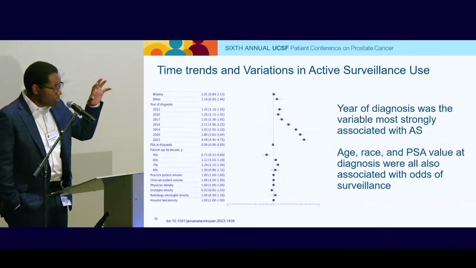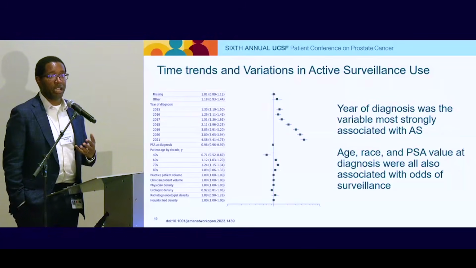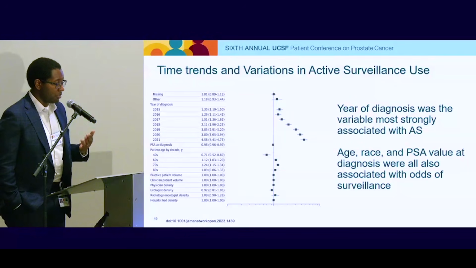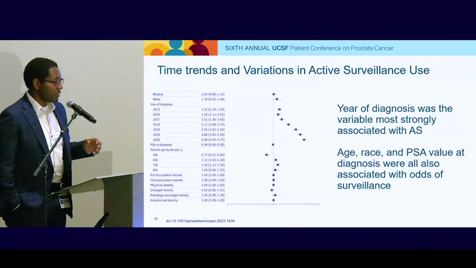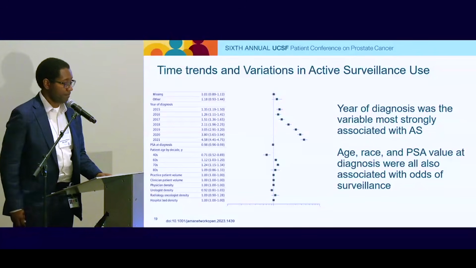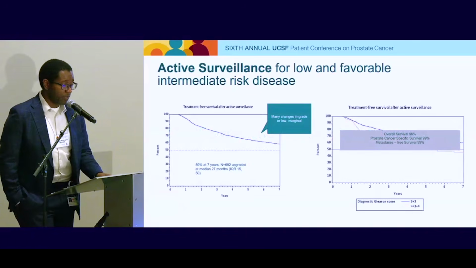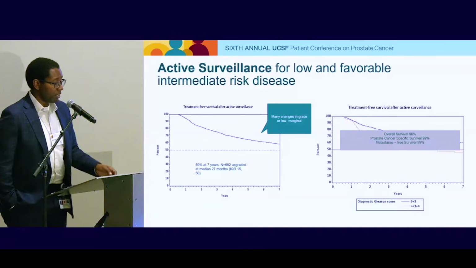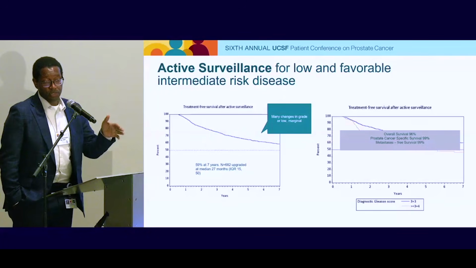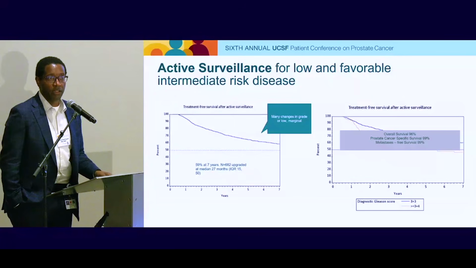And what we see is when you start to take into account all the other factors that play into this, other than just the biopsy Gleason 3+3, we see again that year of diagnosis, age, race, and PSA value are things that are associated with the chance of active surveillance versus other treatments. Now, our experience here within UCSF, thankfully we've been able to track our outcomes in our own experience, and we've seen that over time, by the time we get out to 3, 5, 7 years, nearly half the patients remain on active surveillance over that long duration.